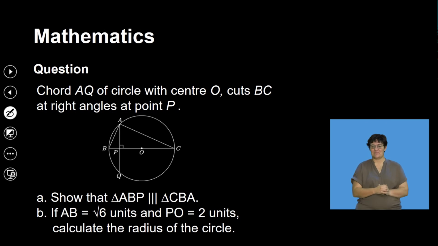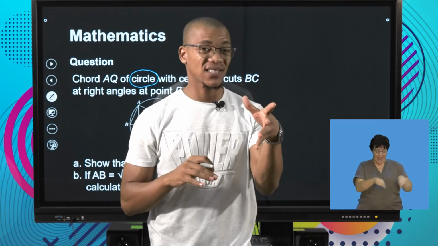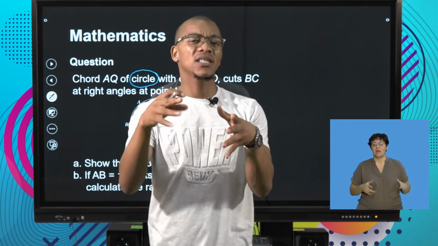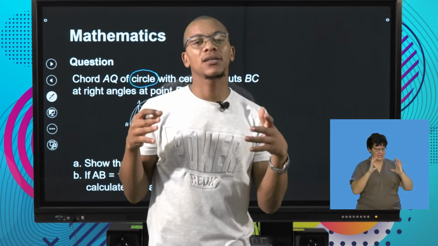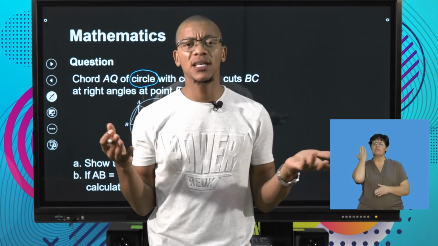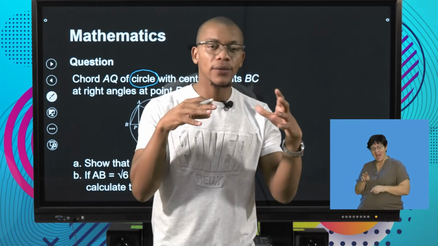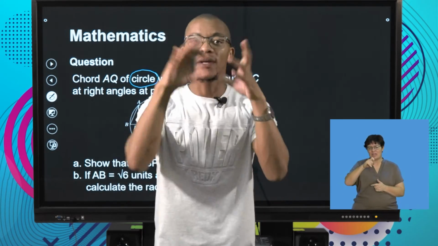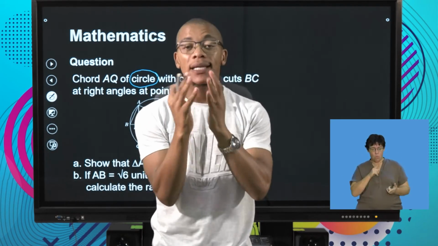So, the first question says here, chord AQ of circle with center O cuts BC at right angles at point P. Now I know I've been doing triangles without the circle, but what I'm trying to show you here is we can link these triangles with some circles. And although we are not yet looking at the theorems that have to do with the circles, you have done that previously, we're actually just looking at the similarity, the proportionality, the ratio, but within a circle, because those two things can be linked to one another.